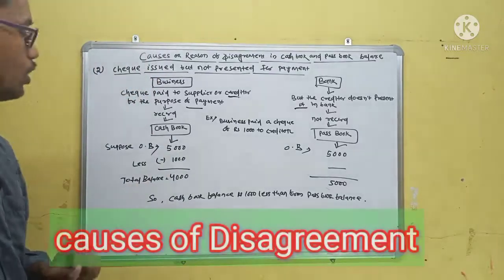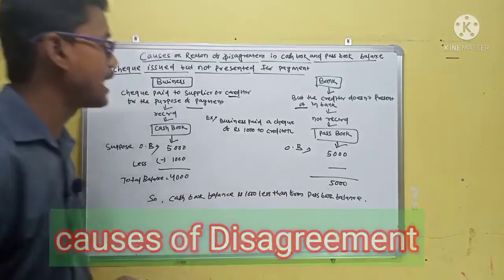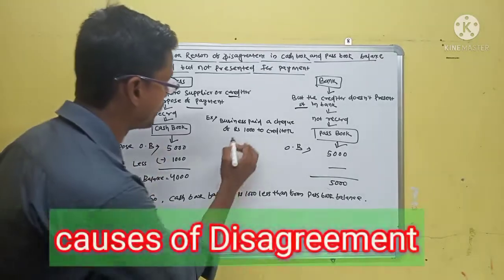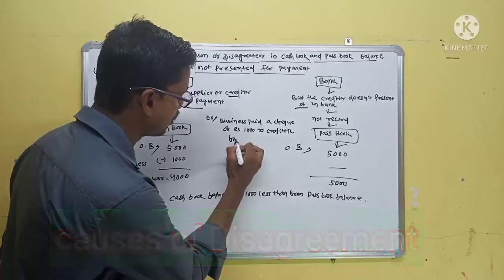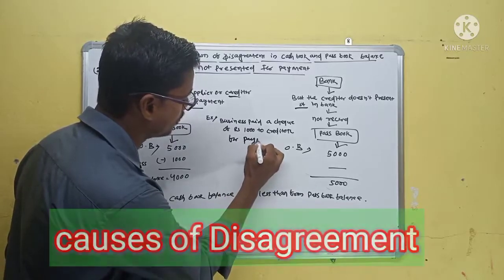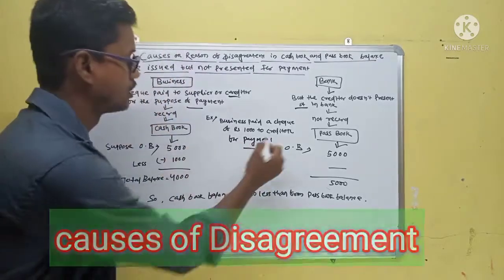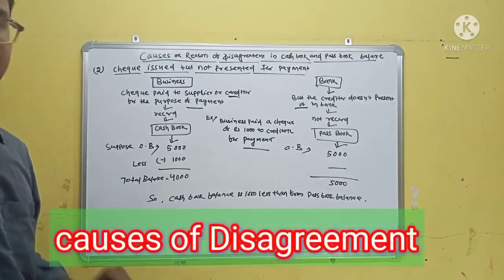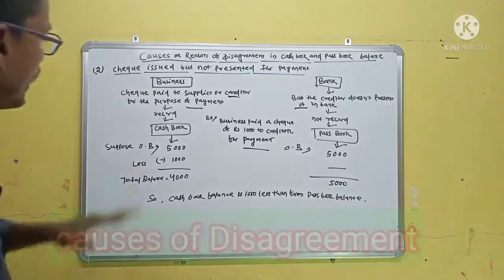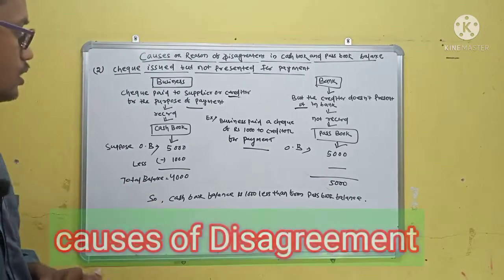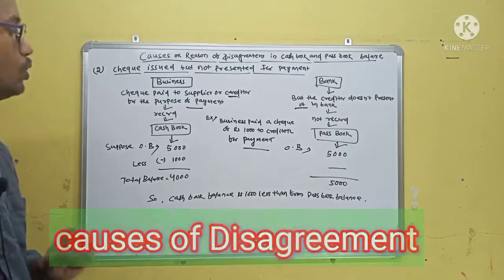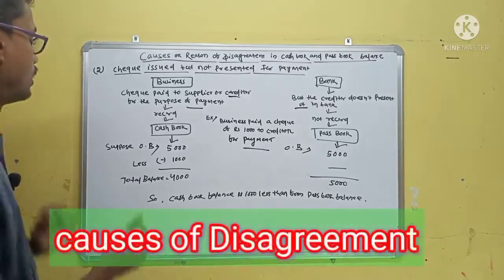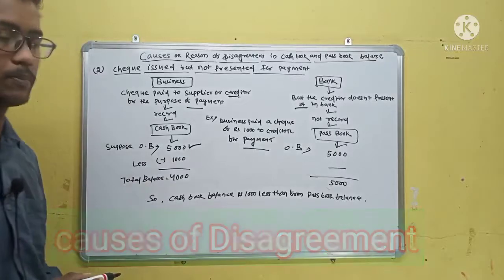So we take an example. A business paid a check of rupees 1000 to a creditor for the purpose of payment, but the creditor does not present it in the bank. When the business pays the check to the creditor, it will be recorded in the cash book balance. Suppose the opening balance of the cash book is rupees 5000.